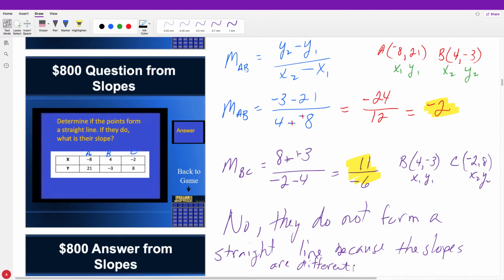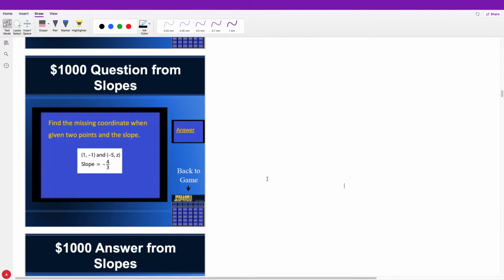All right, let's move on to the next question. This one is a little bit tricky now. We're given 2 points, (1, -1) and (-5, z), and they're saying that we know our slope is -4 over 3. Given all this information, figure out what that missing coordinate has to be.